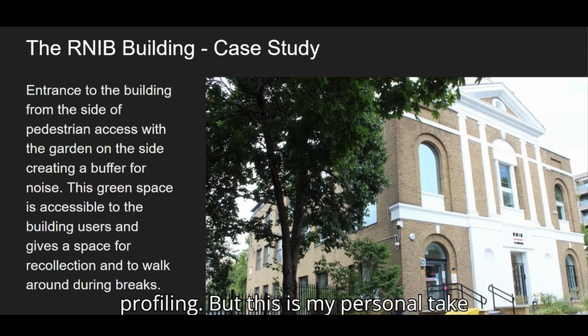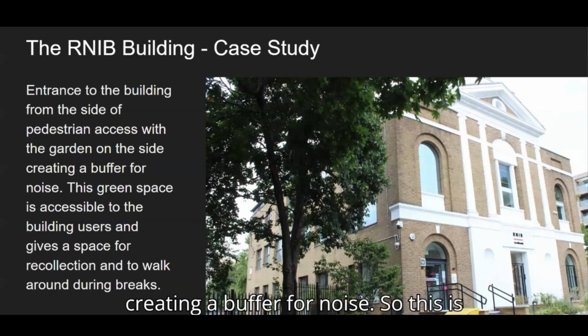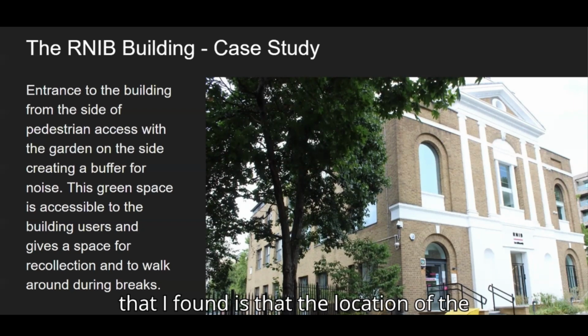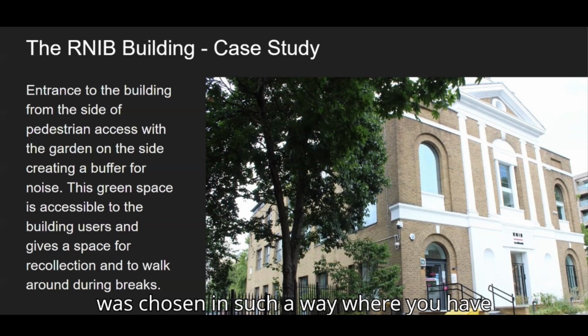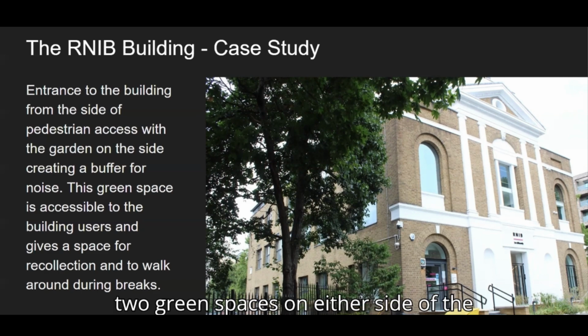But this is my personal take on the building. So the entrance to the building from the side of a pedestrian access with the garden on the side, creating a buffer for noise. This is the most important feature that I found, is that the location of the building was chosen in such a way where you have two green spaces on either side of the building and one at the back. This creates a buffer for the noisy roads. So it's crucial to consider noise, because some people are extremely sensitive to noise.